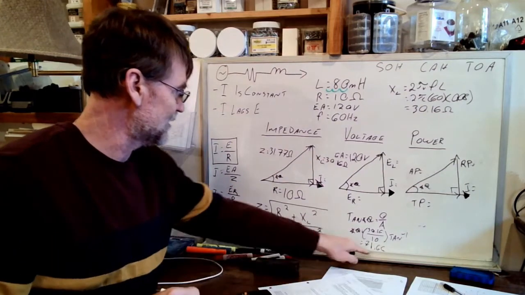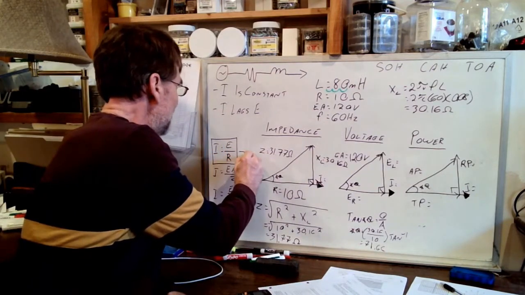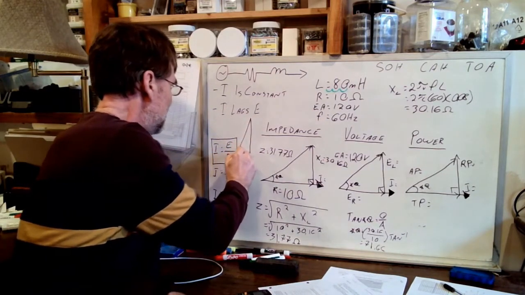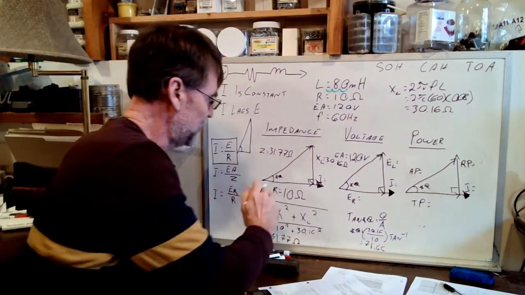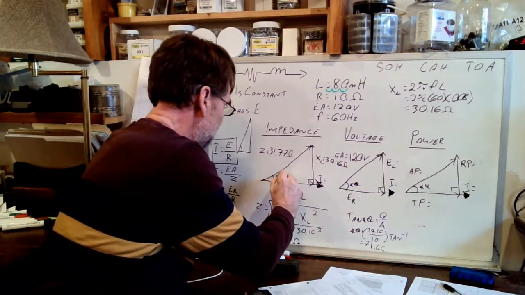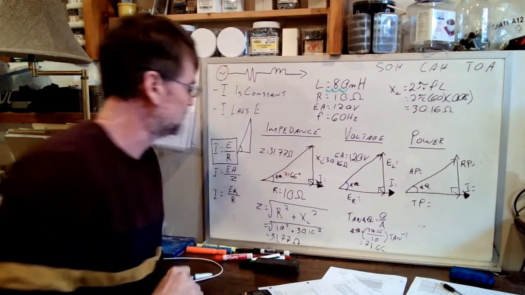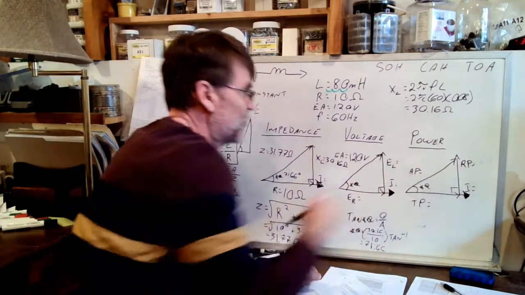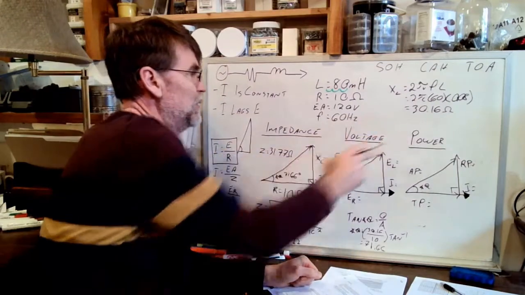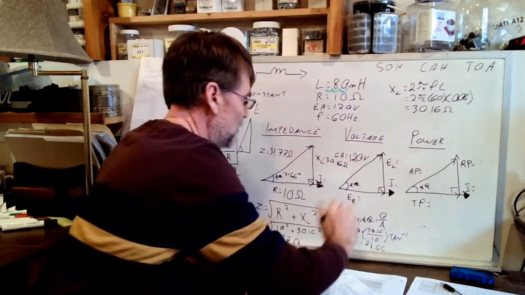Okay, that certainly is giving us an angle that's, I erased this, I should have left it here, that's approaching that kind of idea. So I feel pretty good about that. 71.66 degrees. Now keep in mind that these three triangles represent different variables of the same circuit, so I can take that number and I can transfer it over here.